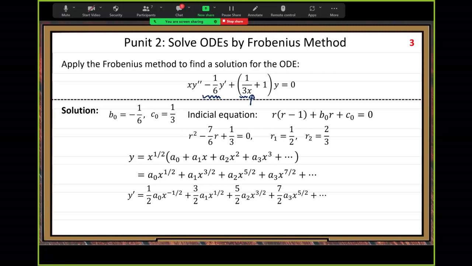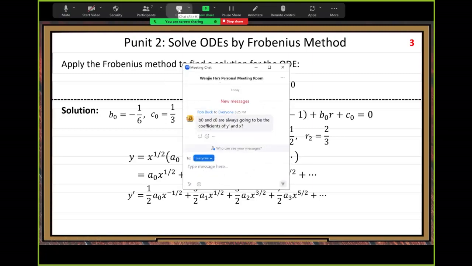Let me answer a question from this student. Let me look at the question: b1, b0, always going to be the coefficients of y prime. Let me answer this question: how to determine b1, b0, c0?